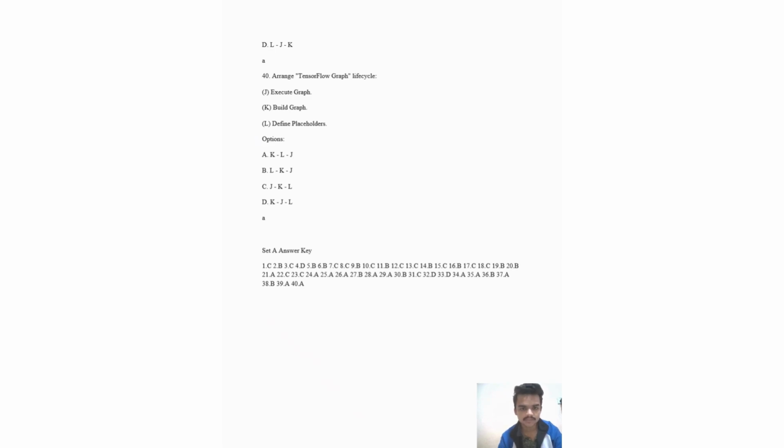Arrange TensorFlow lifecycle: execute graph, build graph, define placeholder. Answer will be AKLJ. As the first one will be build graph and the second one will be define the placeholder. Then third one will be execute the graph.